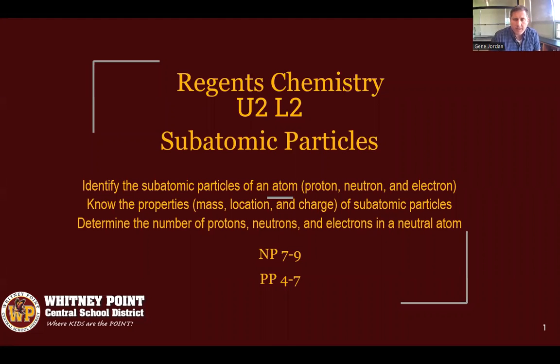We're going to go over subatomic particles, which sound really cool, and I think they are pretty cool. You will then identify the parts of an atom: the proton, the neutron, and the electron. Know the properties, the mass, location, and charge of these, and determine the number of protons, neutrons, and electrons in a neutral atom. All right, let's get started.